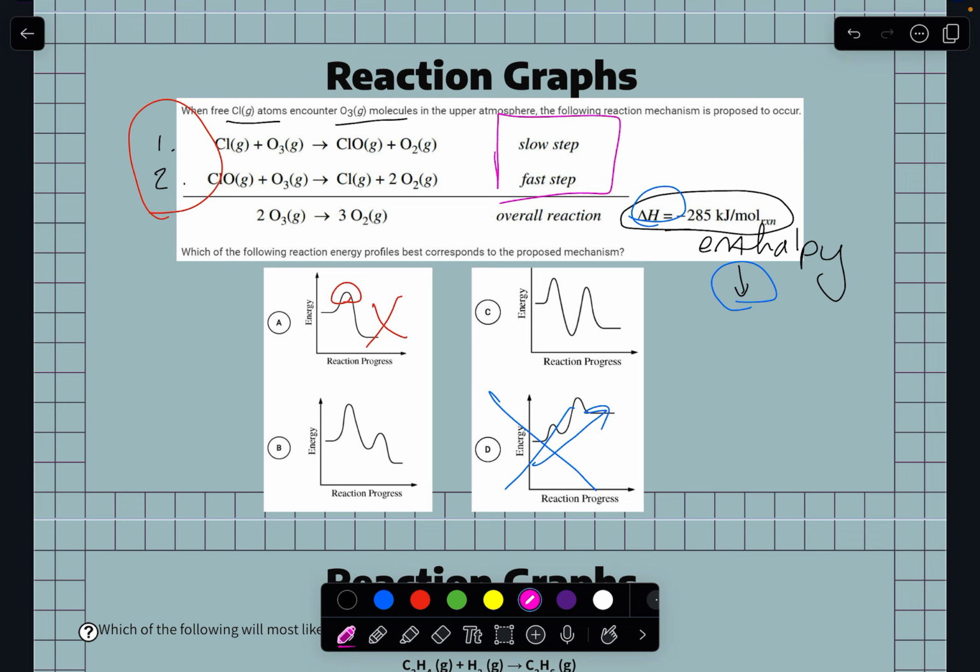So if we look at the distance of the activation energies, for B, our first one has a bigger activation energy than the second peak. For C, our first peak has a smaller activation energy than the second peak. And remember, a slow step should have the bigger activation energy. It needs more energy to happen, so it's slower. So our answer here is going to be B, because our first step is the slow step.